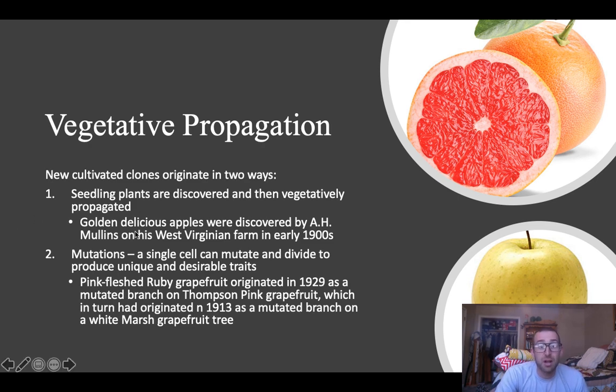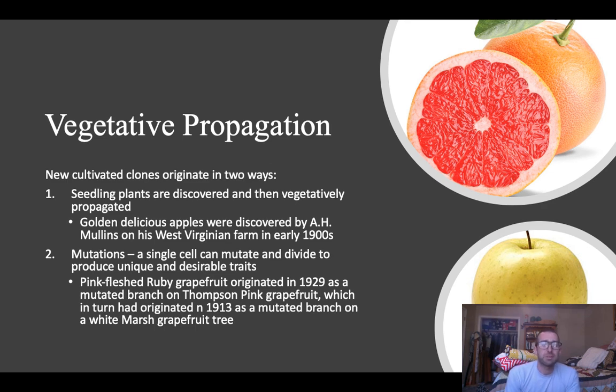As an example, Golden Delicious apples were originally discovered by A.H. Mullins on his West Virginian farm in the early 1900s. So he just happened upon Golden Delicious apples, and then we've maintained that line, that variety, through the decades by propagating vegetatively. Or sometimes mutations will occur in a plant, and those mutations will have a desirable effect, and then we can keep that new mutation going by creating clones.